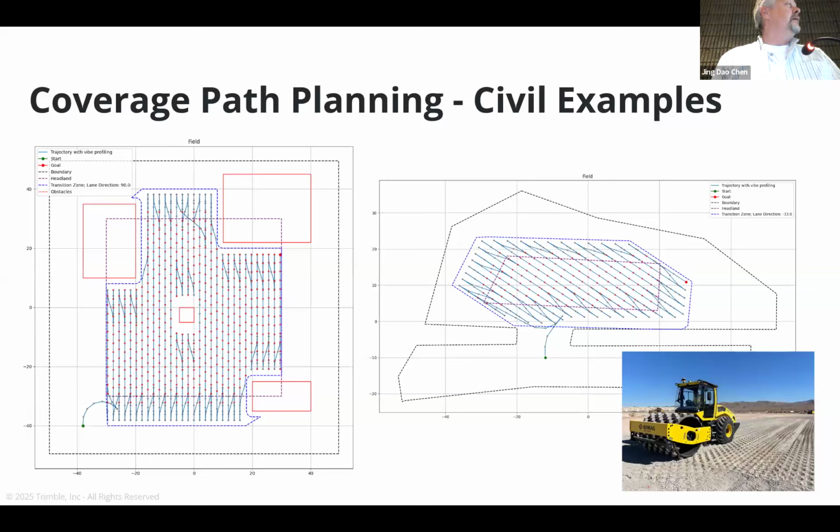On the civil side, you'll often see things like compactors and dozers, and the nature of the coverage plans change slightly, but it's typically only based on the vehicle characteristics and the tendency in construction for us to do reversing turns rather than forward turns. So these are examples of the autonomous compactor prototype doing autonomous compacting over arbitrary work areas with obstacles.